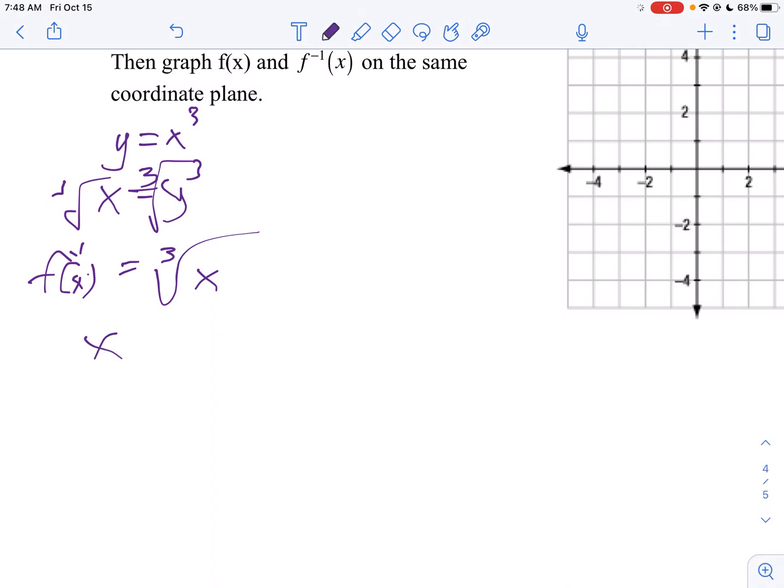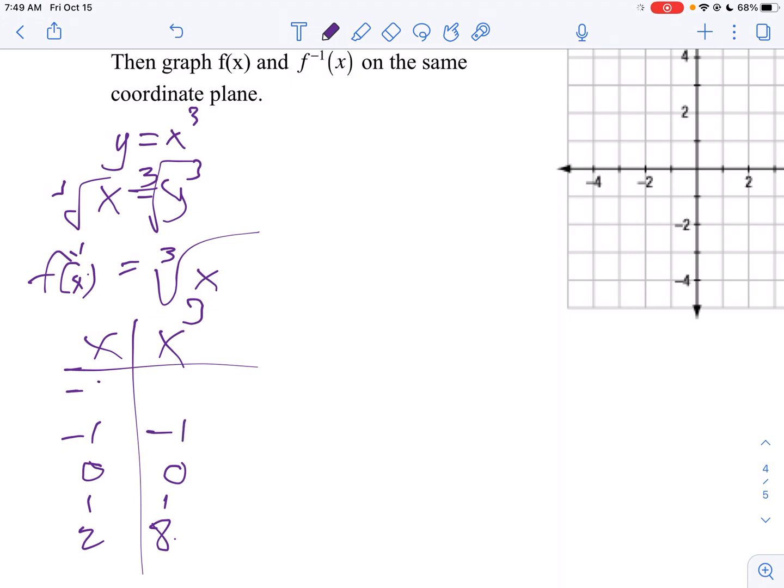So I'm going to do x and x cubed, we'll say. And I'll put 0 here in my graph. So I'll have 0, 0. And then if I do 1, that'll be 1. 2 cubed is 8. And if I do negative 1, that's negative 1. And negative 2 would be negative 8.